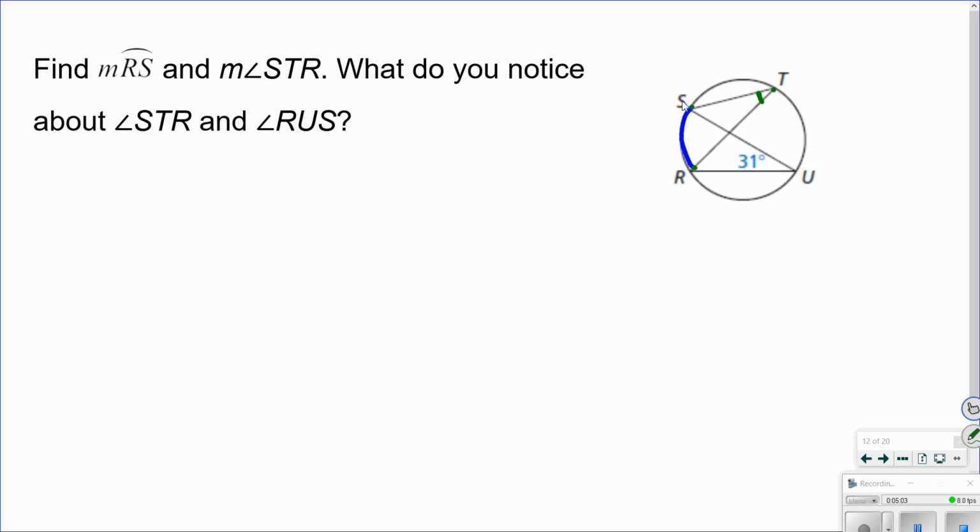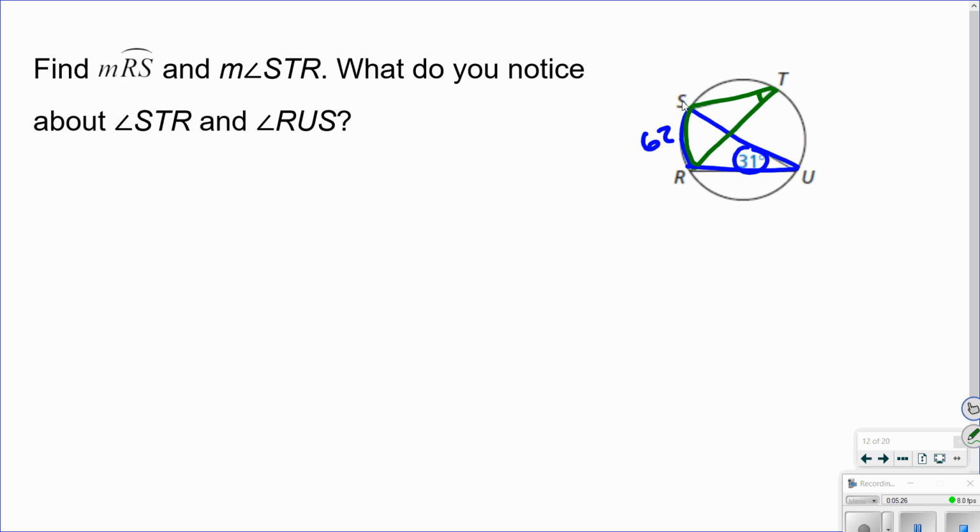But if you look at it, there's another angle that also intercepts that arc. So if you look over here, that angle right there also intercepts that arc. So if this one is 31 degrees, that one is 62. Well, now I know this one, right? I know this is 62, and it subtends that angle T right there.